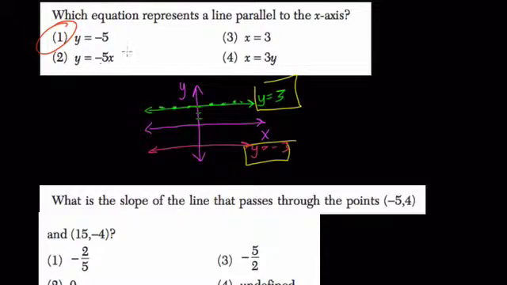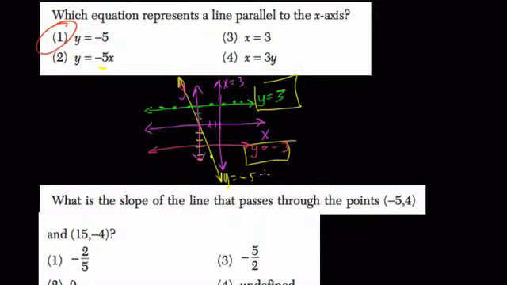All these other lines here are not parallel to the x-axis. Let's just take a look. If x equals 3, 1, 2, 3, that's a vertical line, right? That would be x equals 3. If y equals negative 5x, that would be a line with a negative slope. So down 5, slope is negative 5, down 5, 1, 2, 3, 4, 5, and through the origin. It would be this steep line here.